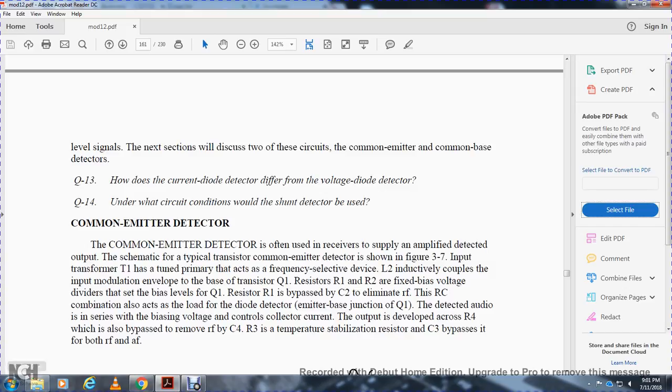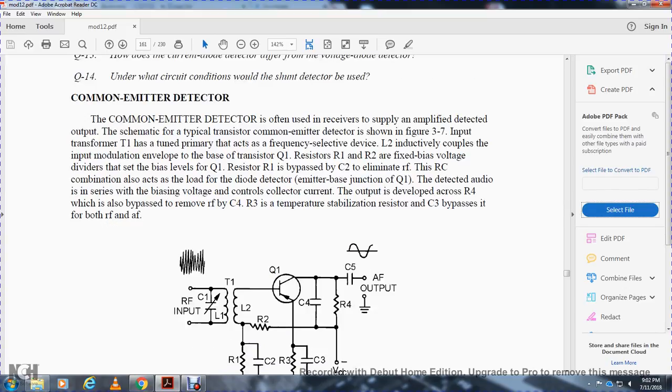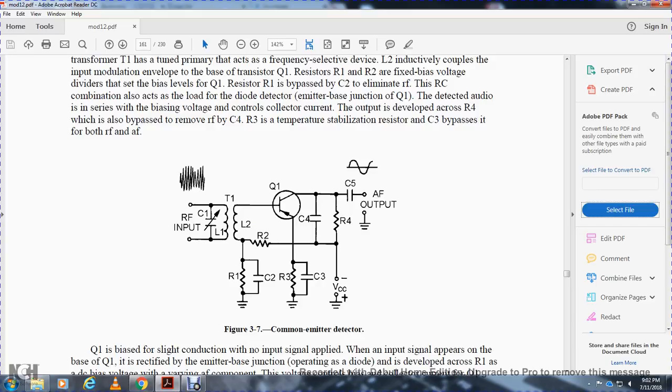The resistor capacitor combination also acts as the load in the diode detector, the emitter base junction of the transistor. The detected audio voltage at the base can control the collector current. The output is developed across resistor 4, which is also bypassed to remove the radio frequency by capacitor 4, with resistor 3 as the temperature stabilization resistor. Capacitor 3 bypasses both radio frequency and audio frequency. The components are the radio frequency transformer with adjustable inductor, inductor 2 winding, capacitor 1, capacitor 3, resistor 3, and capacitor 4.